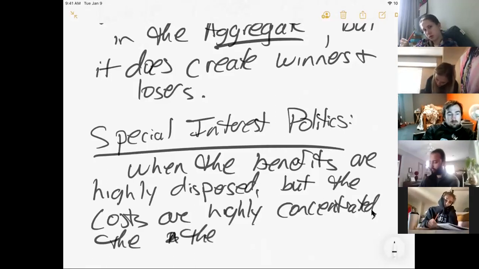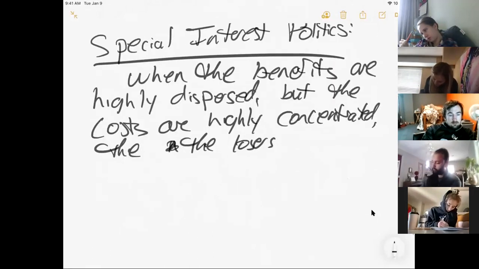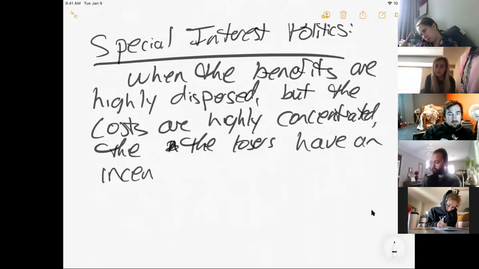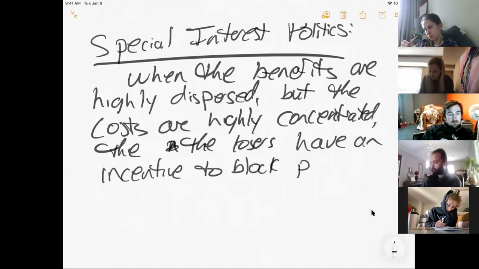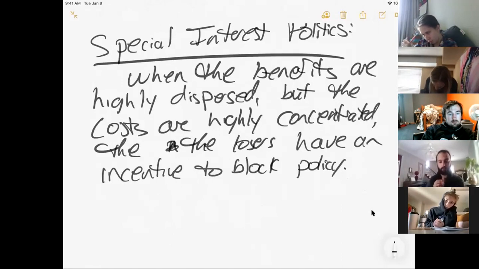When that happens, the losers have an incentive to block the policy, right? The users have an incentive to block the policy. And, quite honestly, that's the situation that we have when it comes to international trade.